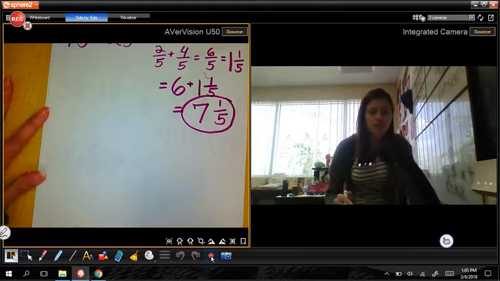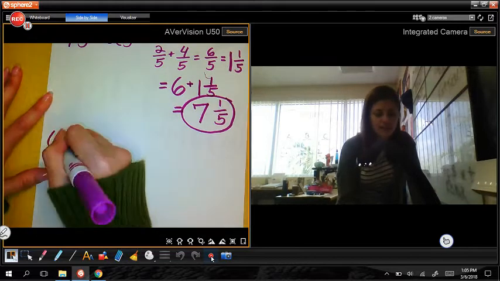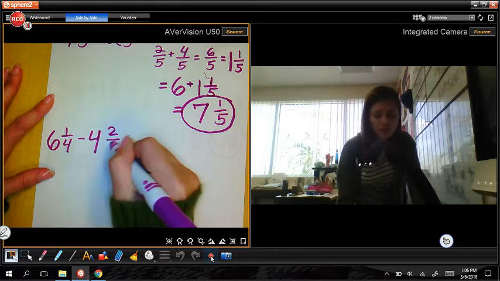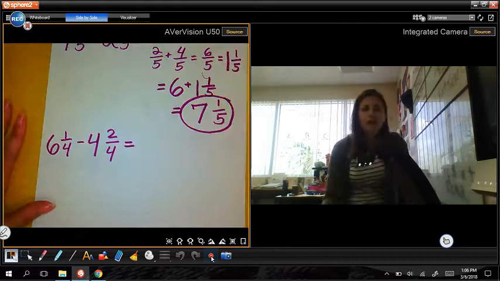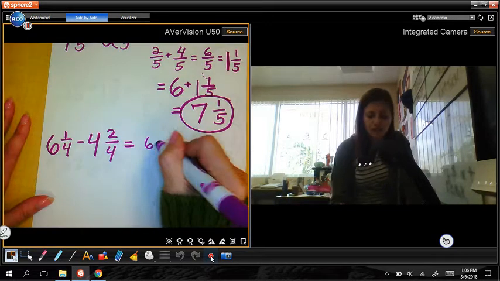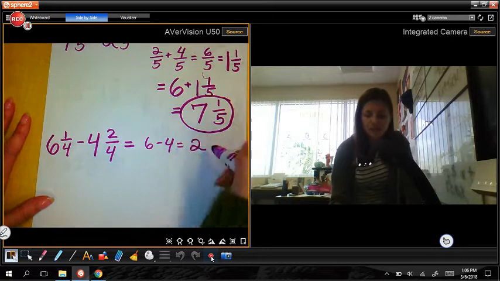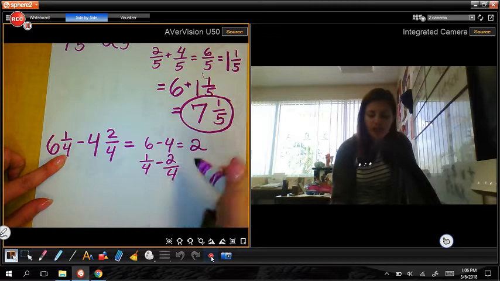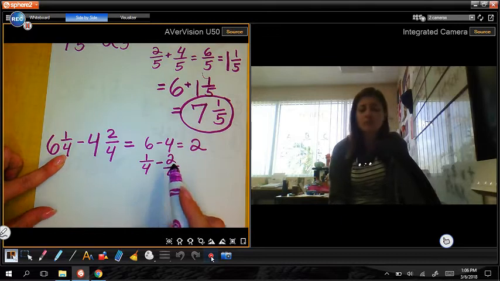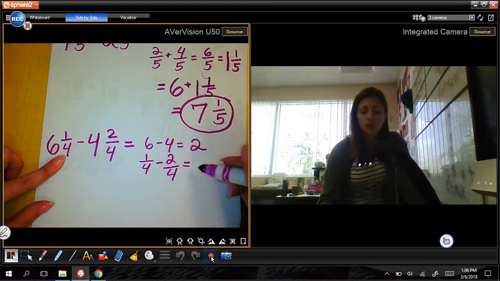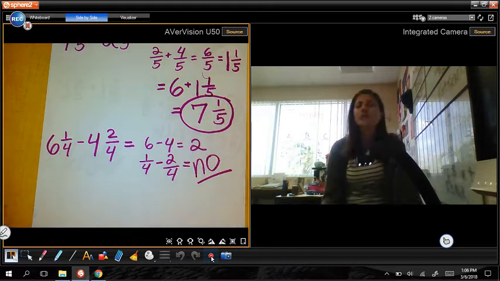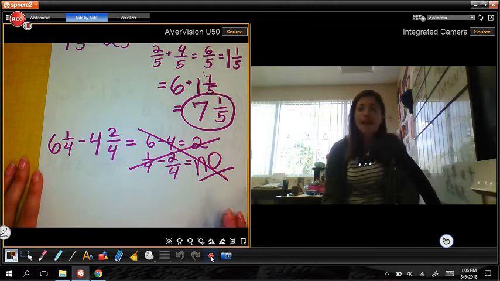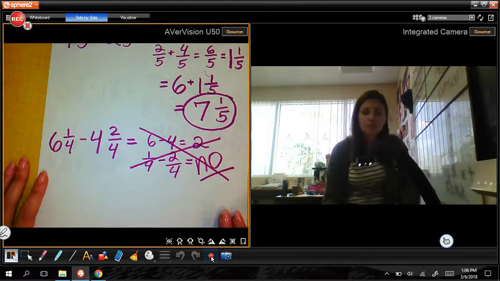So for example, let's say I had to subtract 6 and 1/4 minus 4 and 2/4. Well, I know I could do 6 minus 4. That's going to give me 2. But then when I go to do 1/4 minus 2/4, I have to do 1 minus 2. Can I do 1 minus 2? No. So I have to do it a different way. So instead of doing it this way, our normal way, I'm first going to convert it into improper fractions.